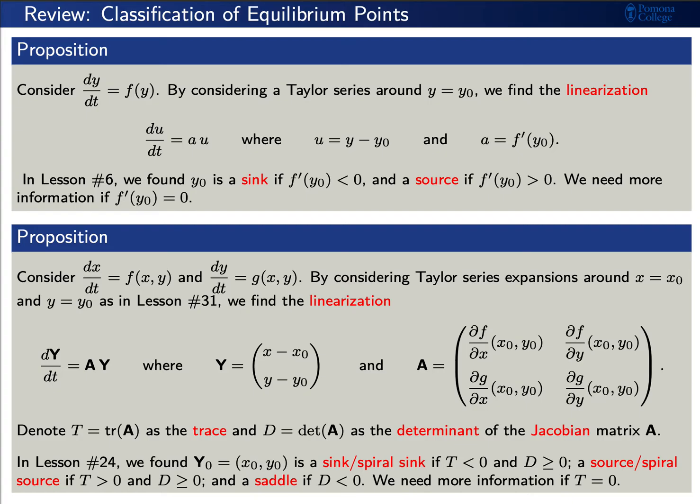Recall that if T is equal to 0 and we know that we have complex eigenvalues, then we call this a center. Otherwise, we need a little bit more information before we can even call this a node.